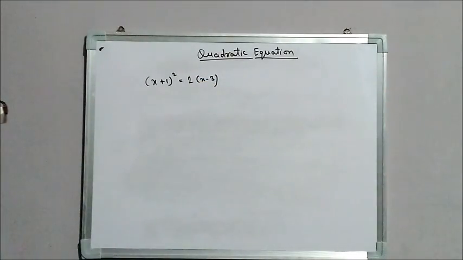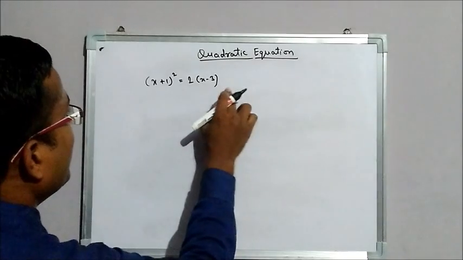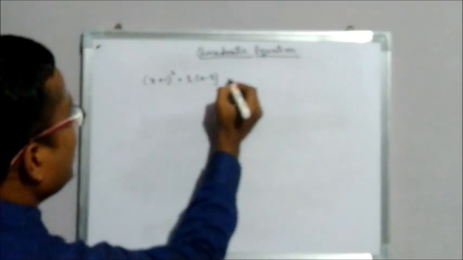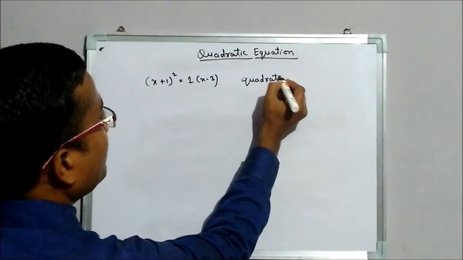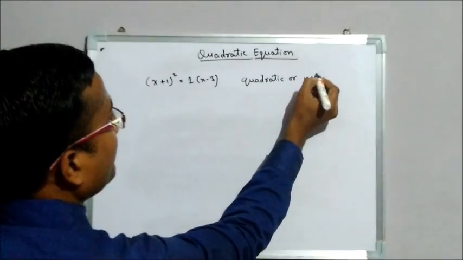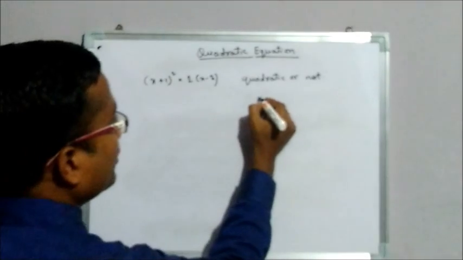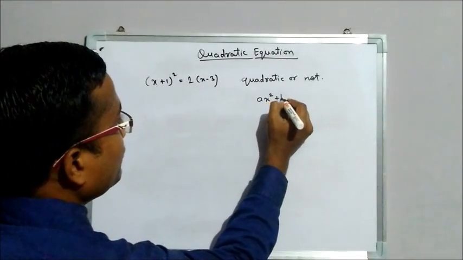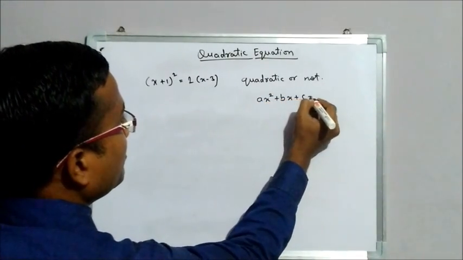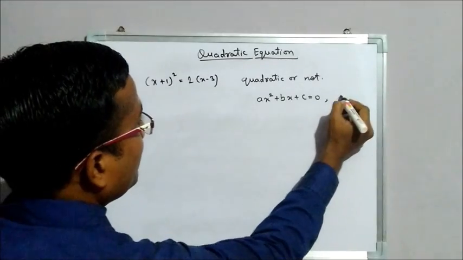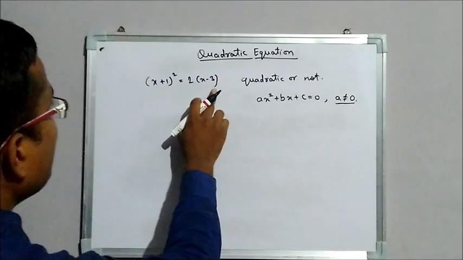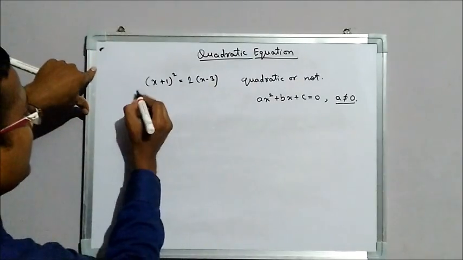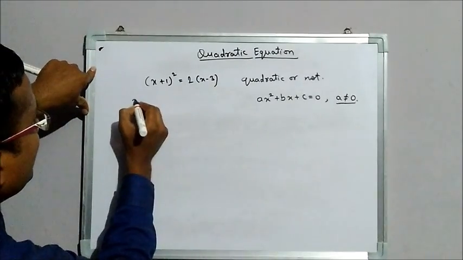For these equations, we have to find out whether each is quadratic or not. What is the general form of a quadratic equation? It is ax² + bx + c = 0, where a should not be equal to 0. So on expanding this term, what do we get?